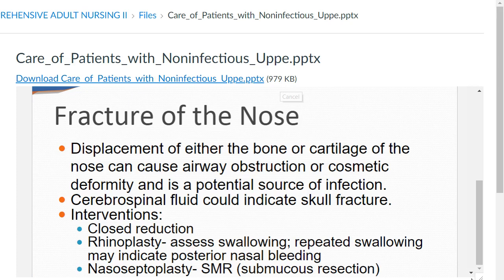The next one, but when there is a certain displacement of either the bone or cartilage that does really interfere with airway flow, then it's necessary that a person does seek medical treatment, okay?